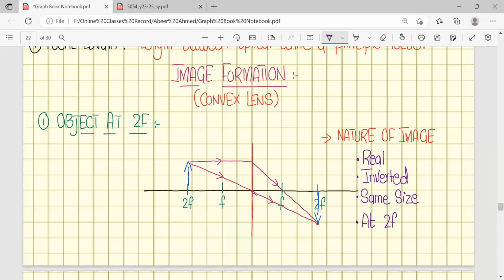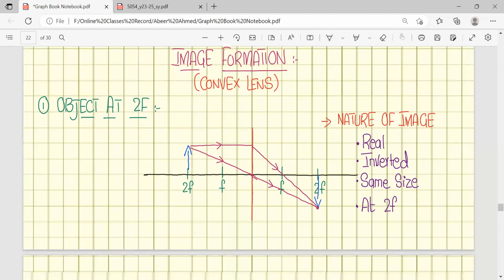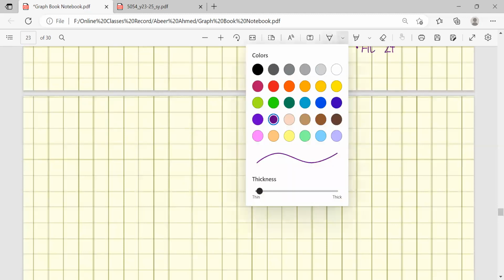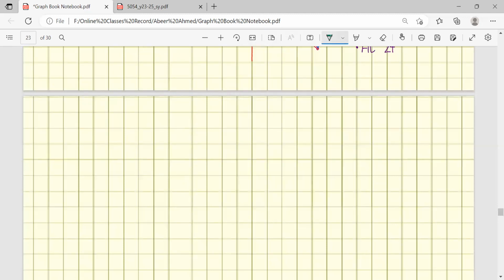Yes. Okay. And if we place an object beyond 2f, right? Let's suppose in our second condition, the object is going to be placed beyond 2f.